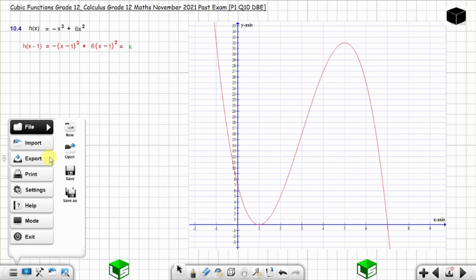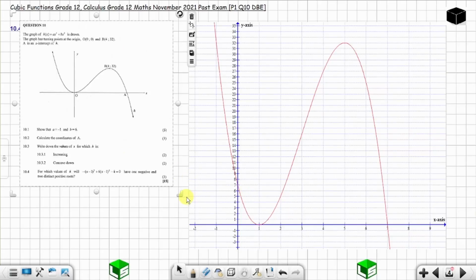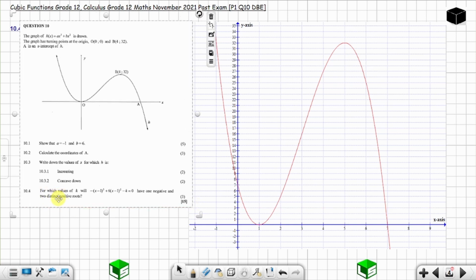Now, let's get back to the question. The question says, for which values of k will this, the one in red, have 1 negative and 2 distinct or 2 different positive roots? Okay, so 1 negative and 2 different positive roots. Remember that.